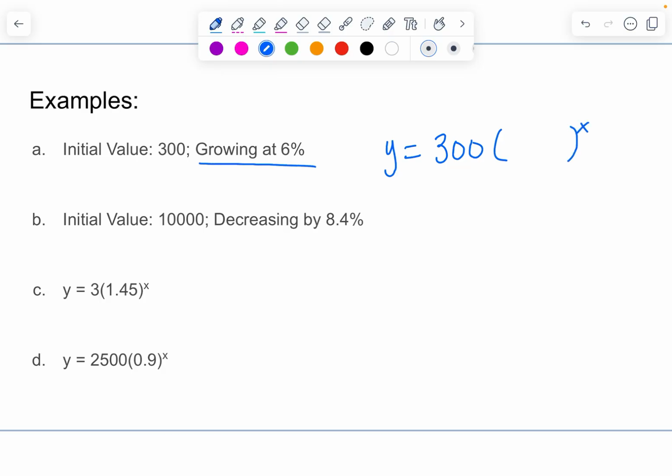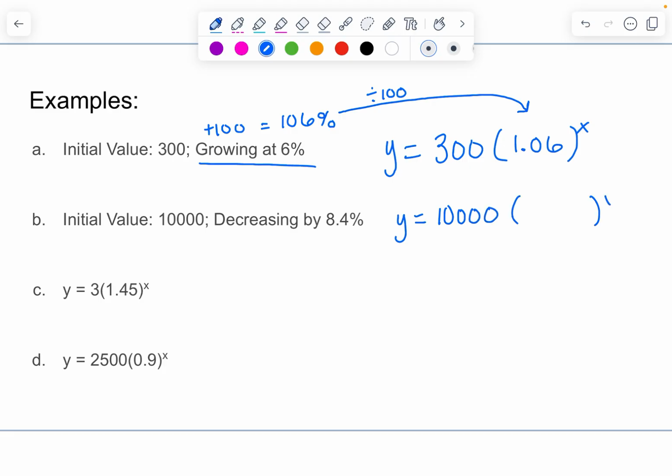Now notice I'm not putting the percent directly in the parentheses because I told y'all already not to do that. Since it's growth, we're going to add 100 and get 106%. I'm going to convert that to a decimal, and then that's what goes in the parentheses. So 106% converted to a decimal is 1.06. There's my function that represents the situation. So I can do the same thing for B. For B, I can say, okay, it starts at 10,000.